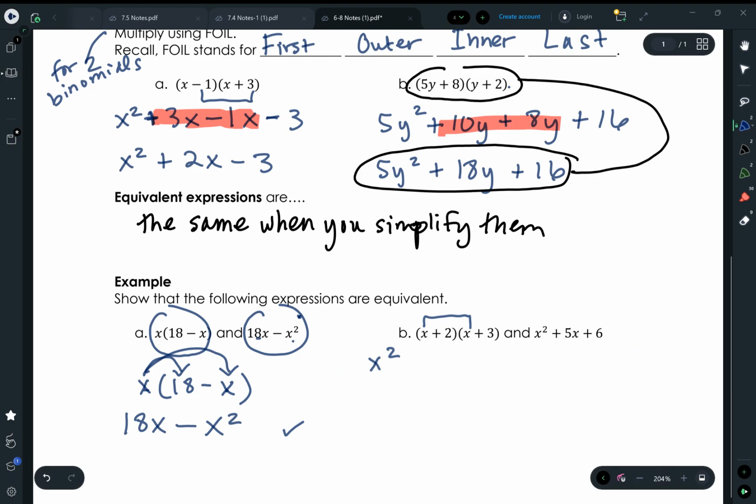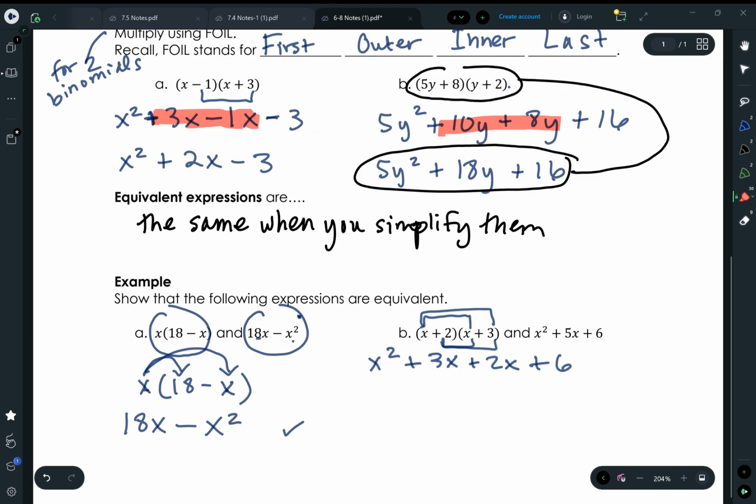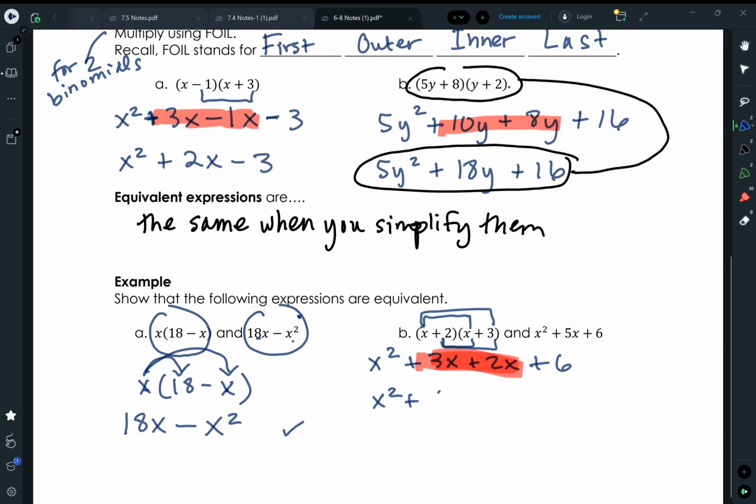So we have x squared plus my outer, which are x times 3. It ends up being my distributing pattern as well. So that's a 3x. My inner terms are 2 times x. That's a plus 2x. And then my last are the 2 times 3. That's a 6. I'm always going to take my like terms and add them together. Often that ends up being middle terms. And so I would have x squared plus 5x plus 6. So there we do. It's the same as what we had to start with.